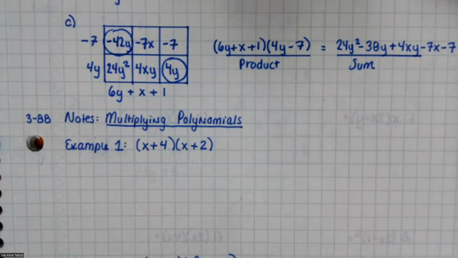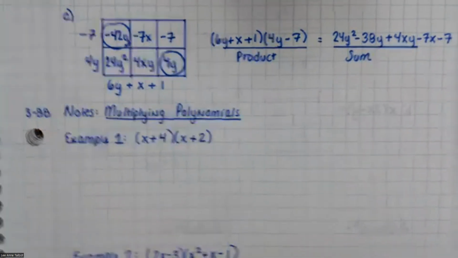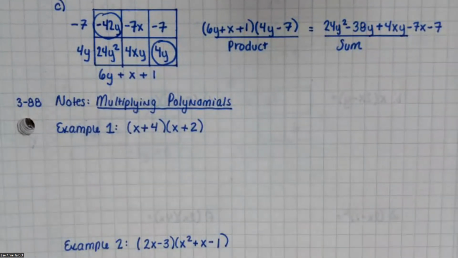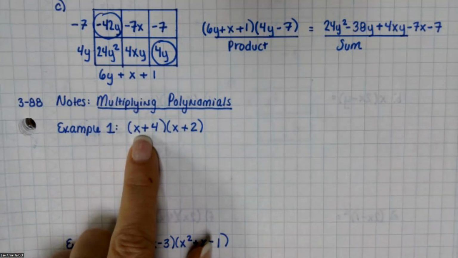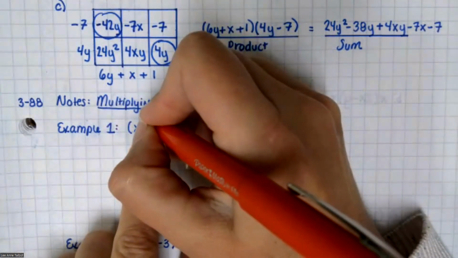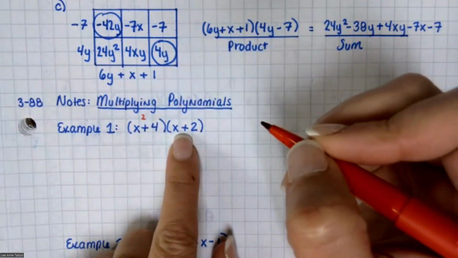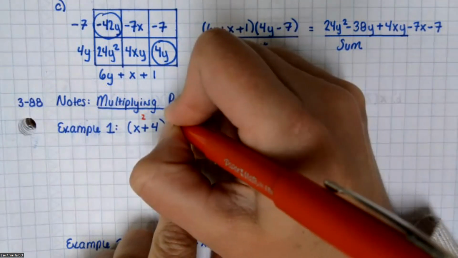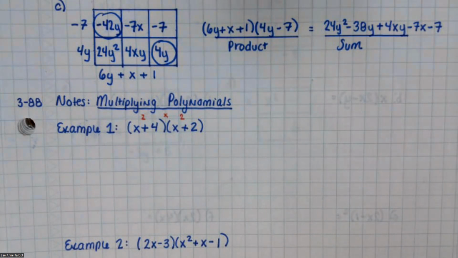Okay, we have one more problem. And we need to add one more thing to it, and that is, how do I figure out the size of the box I need? On example 1, how many things are in the first parentheses? 2 things. And how many things are in the second parentheses? 2 things. That means I'm going to need a 2 by 2 size box.